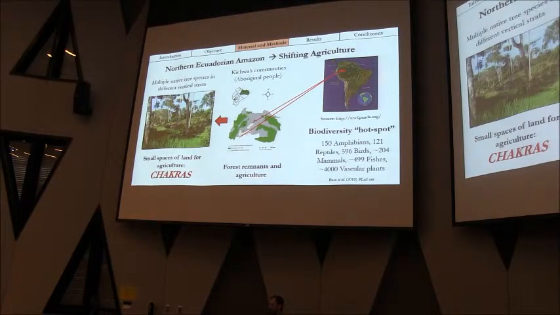So that's a key point. For several reasons, they do that, and they establish some crops underneath that forest canopy. So that's really cool. And that's how they call that chakras.